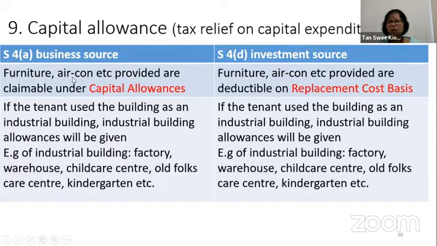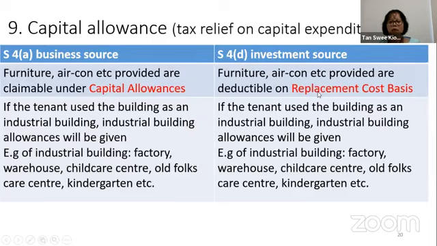offset against your rental income. Subsequent years, 1,000, 1,000. Within the 9 years period, you spent 10,000 to buy furniture and aircon, and it can offset against your rental income over the 9 years period. How about for this investment source rental income? No, you can only deduct on a replacement basis.